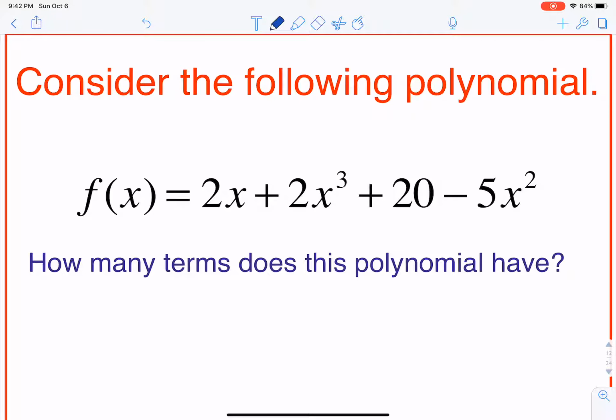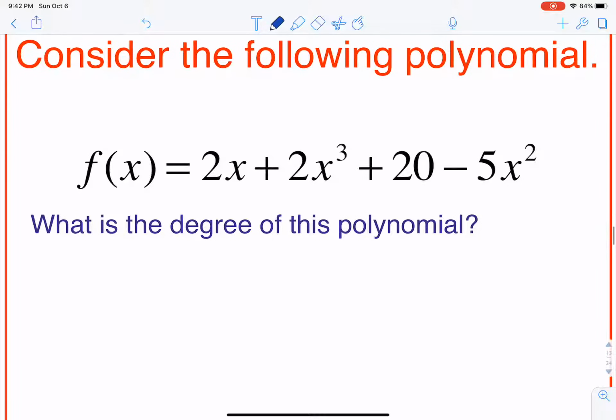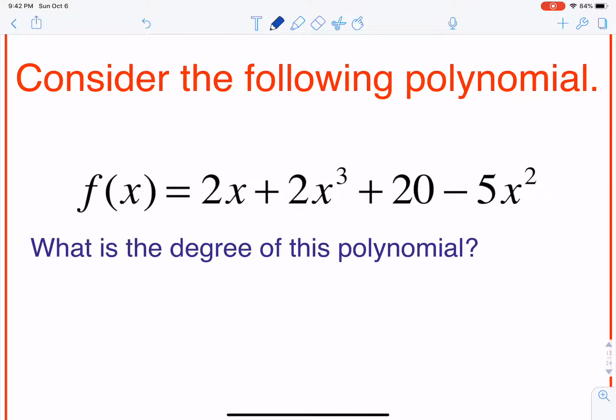So let's just go through and consider the following polynomial. We'll go through some of those vocabulary words that we talked about in the last lesson. How many terms does this polynomial have? 1, 2, 3, 4. This has 4 terms.